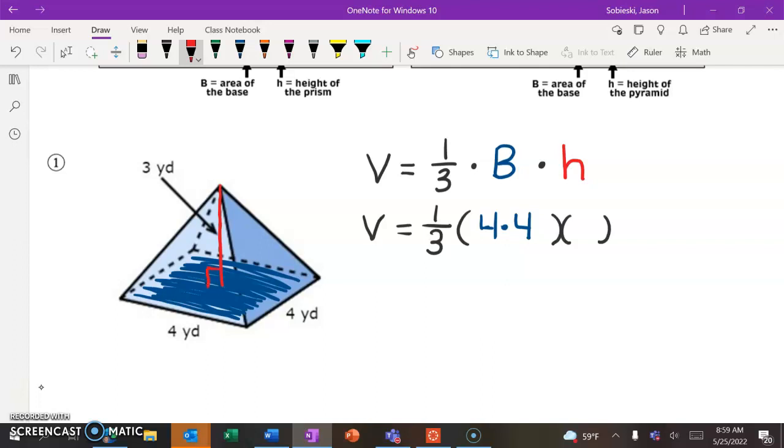And then h, which is the height of the pyramid, they have to give you a vertical line marking. So in this case, they tell you that that is 3 yards. That's going to be the height of the pyramid. So that's what we substitute in for h.